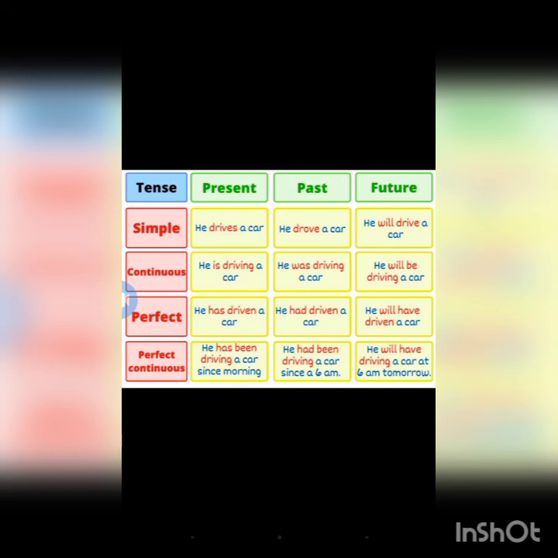So we have seen that there are three types of tense: present tense, past tense and future tense, and each type is further divided into four types. That is simple present, simple past, simple future, and in the same way continuous, perfect and perfect continuous also. Have you understood what they are and where we want to use them?